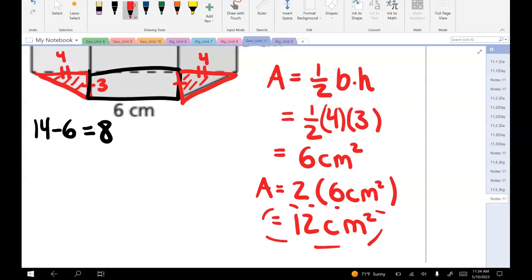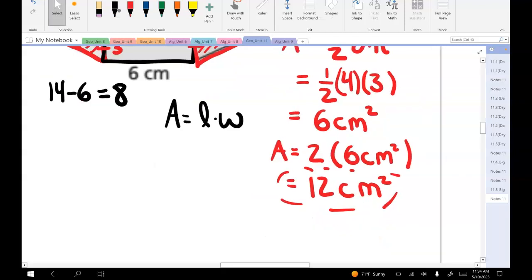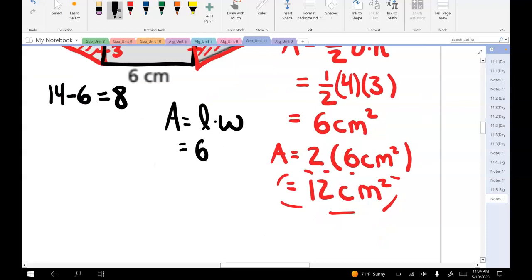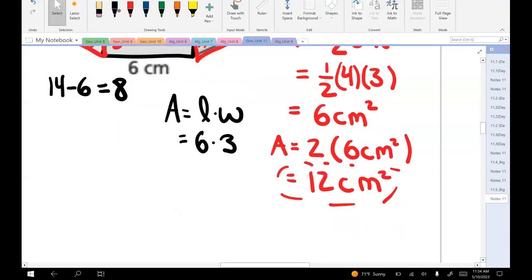All right, so now we could use the area of that rectangle. That's our length times our width. That's equal to 6 times 3, because we know our length is 6, our width is 3 from our diagram up here. So that's 18 centimeters squared. So when we combine those 2 values together, we'll get the total area of our base.